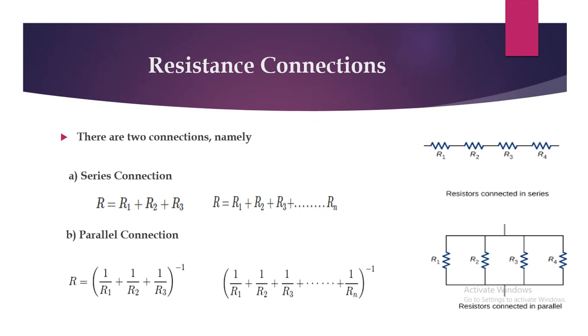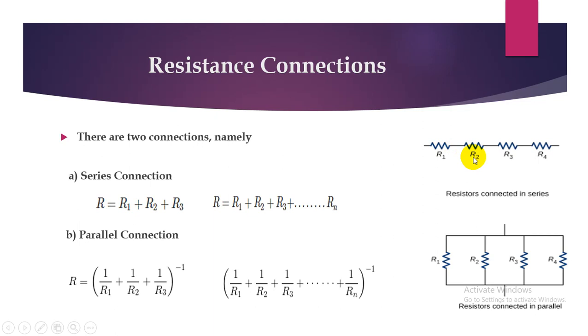So there are two types of connections for the resistance. One is series connection, the second one is parallel connection. We can see the series connection here. This is the series connection. Number of resistors are there. If you want to connect the resistances in series manner, one end of the resistor R1 is connected to the other end of the resistor R2. Like that, it's like a chain, we are connecting them.